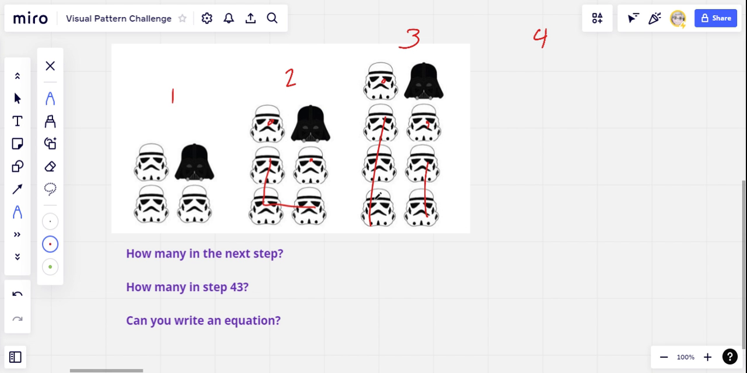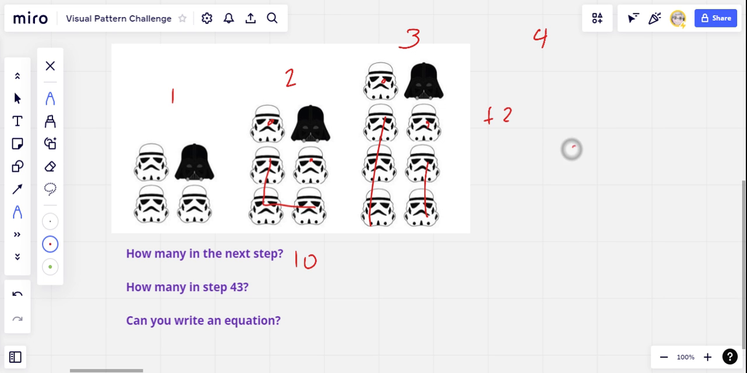I see. So I think for step 4, we'd keep the Darth Vader and we'd add 2 more stormtroopers. So this would really just be this plus 2. And let's see how many we have here. This is, well, altogether, if you count the Vader and the stormtroopers, that's 8. So I would predict in step 4, we would have 10.